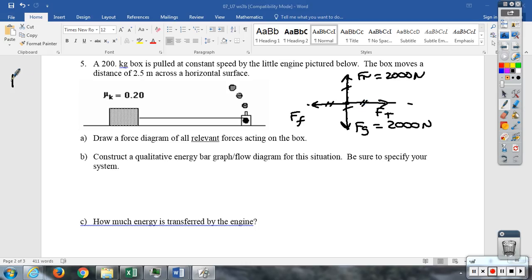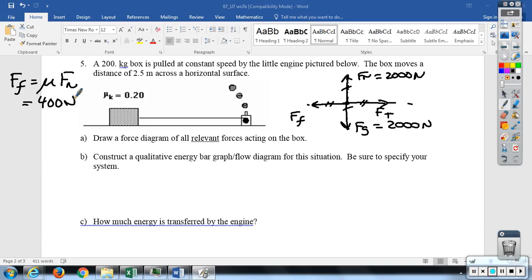Friction equals mu Fn. So 0.2 times 2,000 is 400 newtons. So if this engine is pulling this box at constant speed, then it must also be exerting 400 newtons of force.